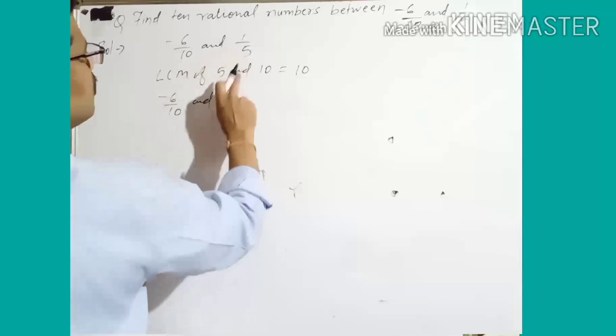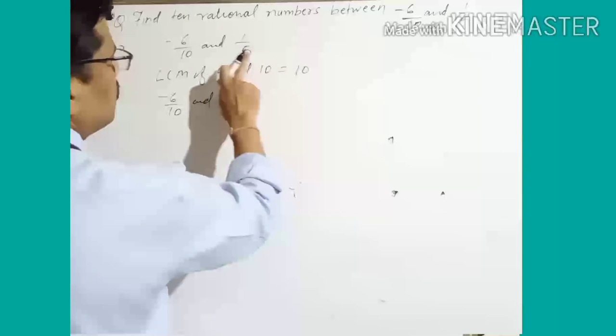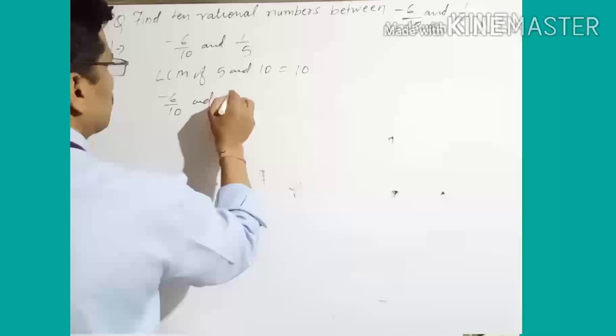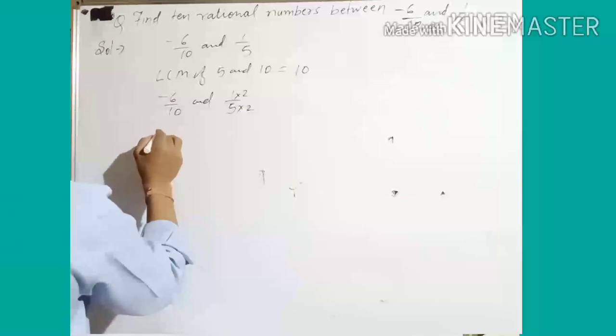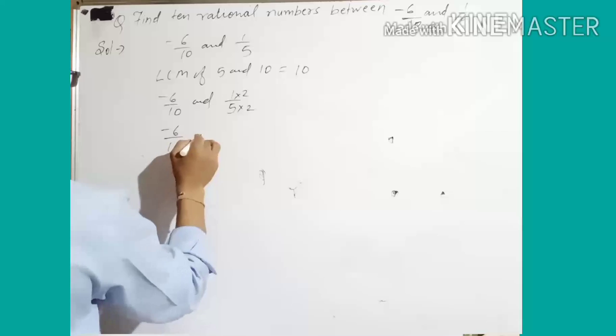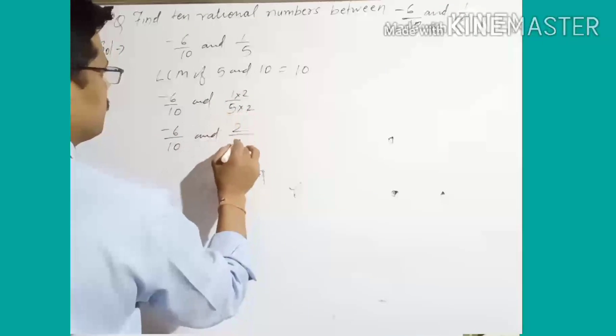Now, in this case, we want to make its denominator 10. So how will you make it? This LCM should be divided by 5, and you get 2. So this 1 upon 5 should be multiplied by 2. This minus 6 upon 10 will come as it is. When you multiply 2 and 5, you get 10.